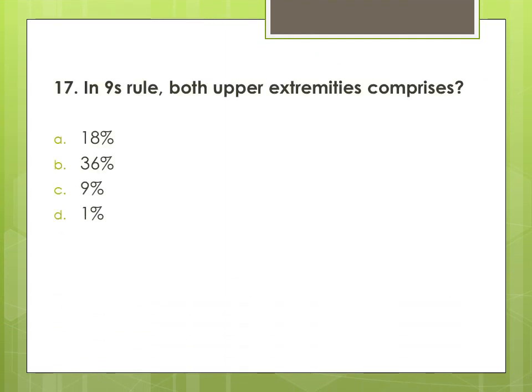17. In rule of 9s, both upper extremities comprise. Options are A. 18%, B. 36%, C. 9%, and D. 1%. And the correct answer is answer A. 18%.